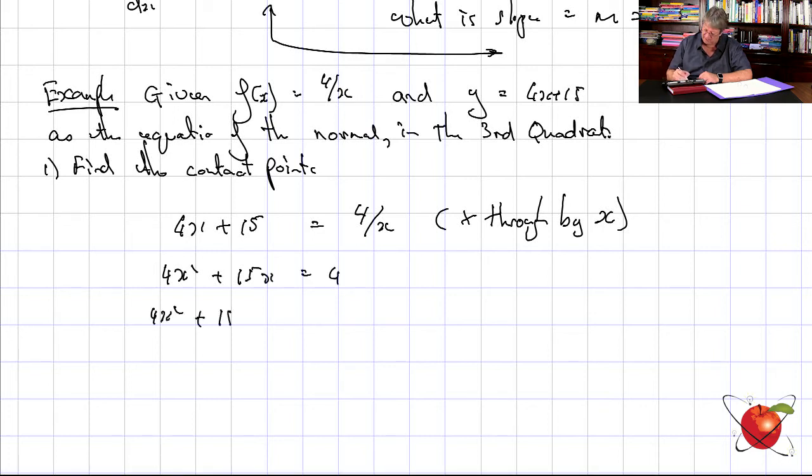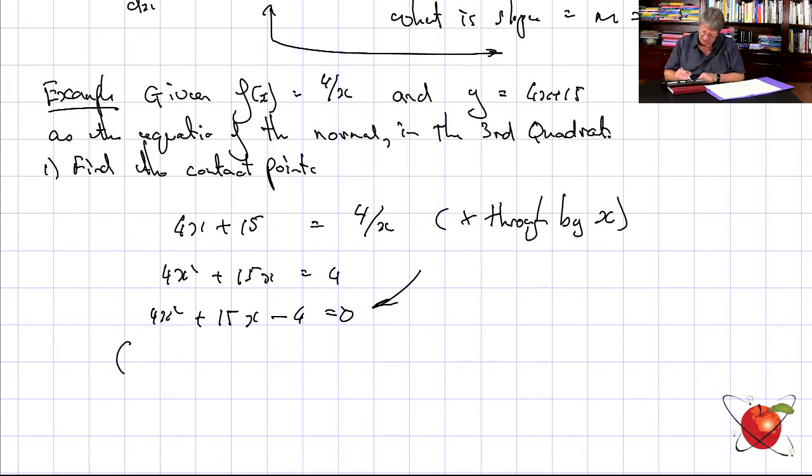4x squared plus 15x minus 4 equals 0. Why do I do that equal to 0? Because it's a trinomial, quadratic. No, I can't factorize x and put them both equal to 4. That does not work. I have to get it into quadratic format. So what do I say?